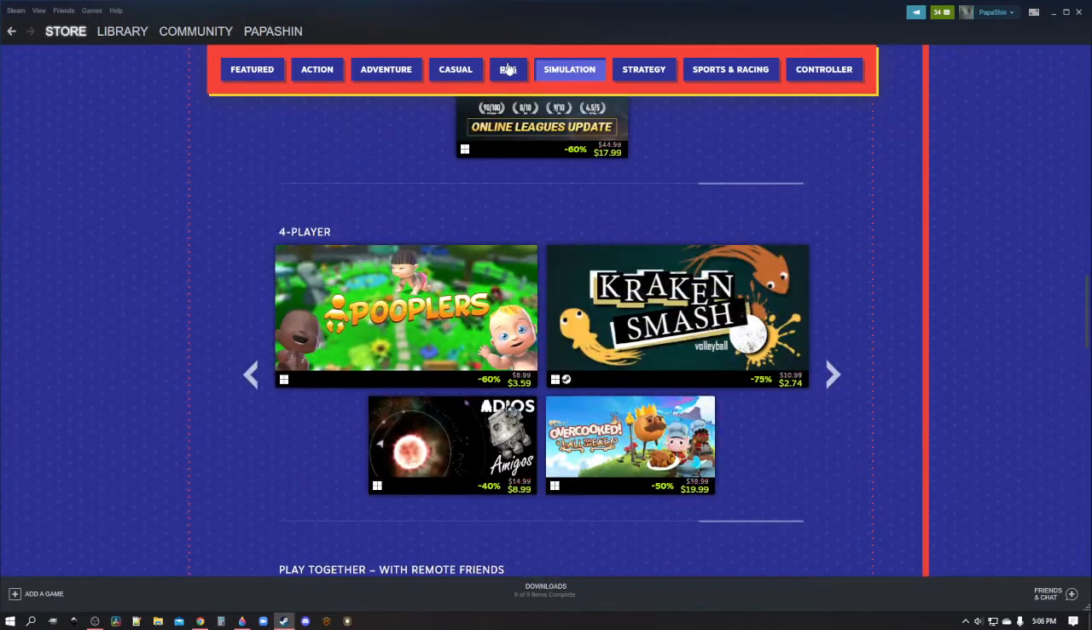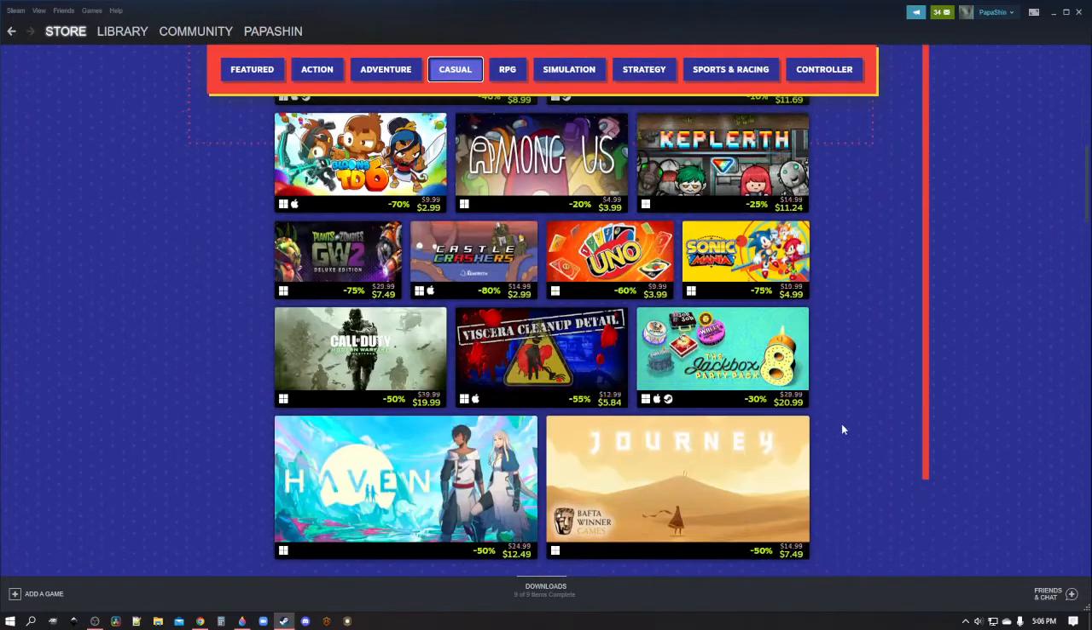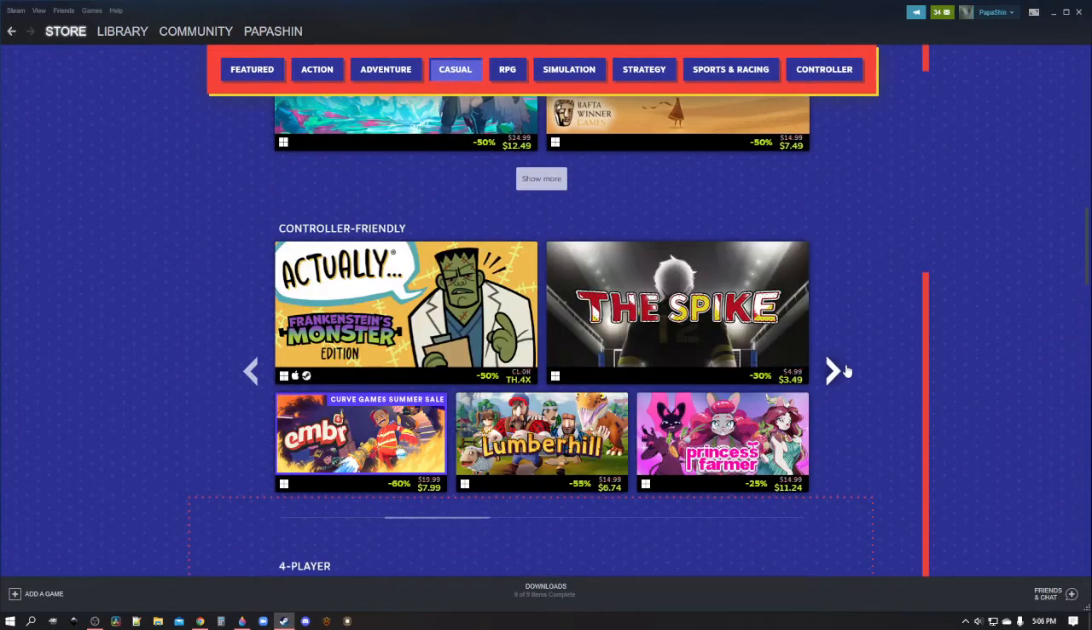Okay. RPG. It's probably under casual. Okay, I found it. It's under casual, controller friendly, for me at least. It's actually called Frankenstein's Monster Edition. Found it. Yep.